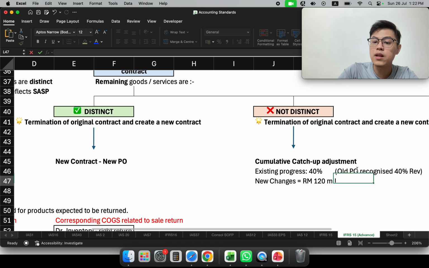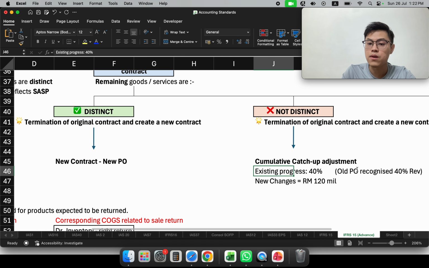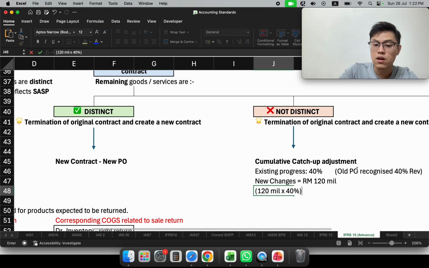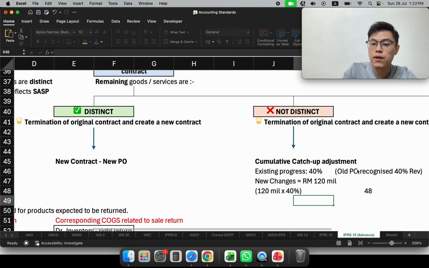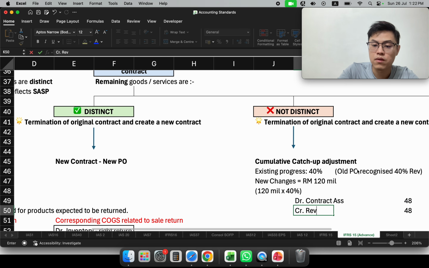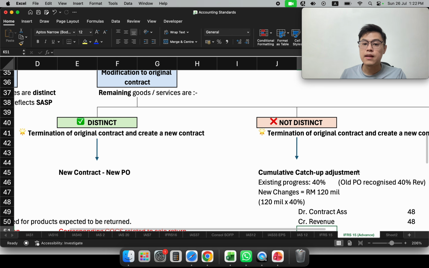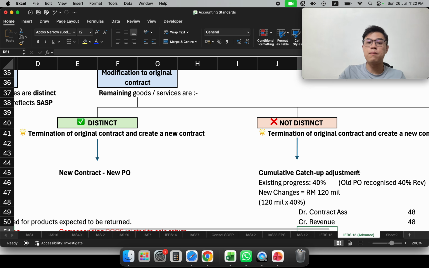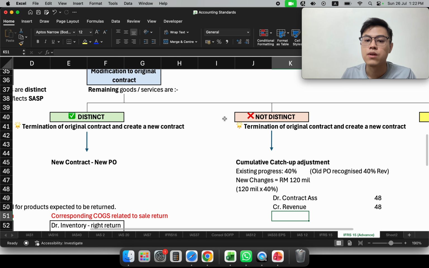So we will need to do a retrospective adjustment also. So the new changes, 120 million times 40%, we will need to immediately recognize 48 million by debiting our contract asset 48 and crediting our revenue immediately, because again they are not distinct to the remaining PO. They are related, therefore we can immediately recognize their revenue under this situation.